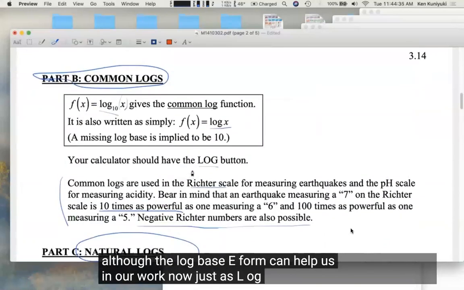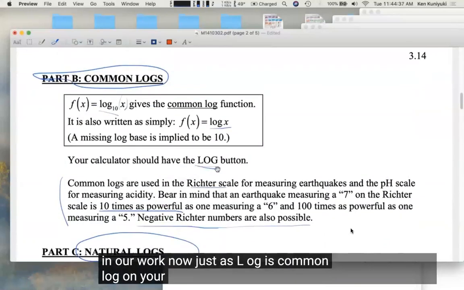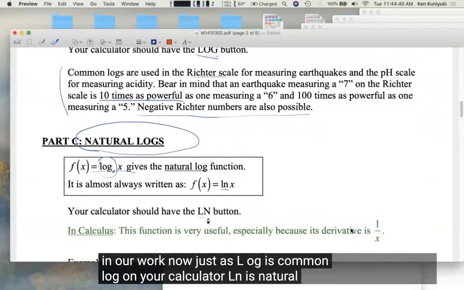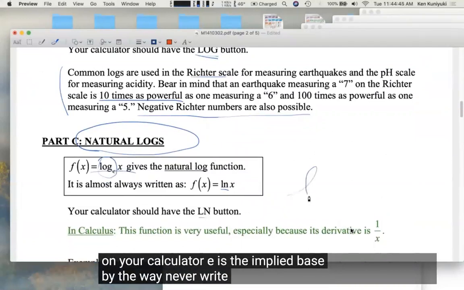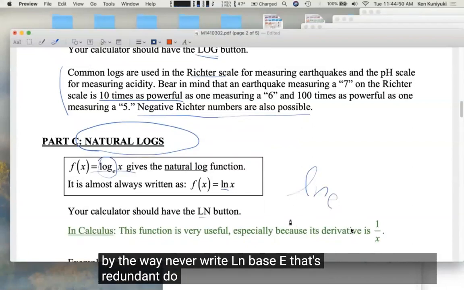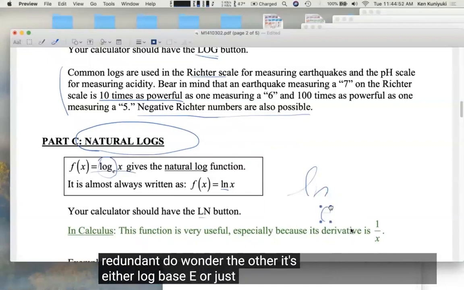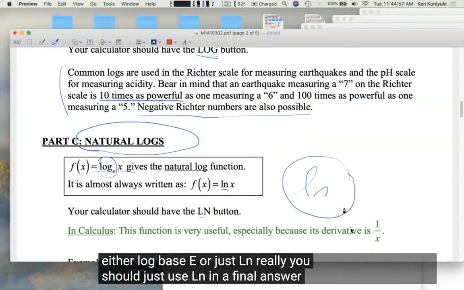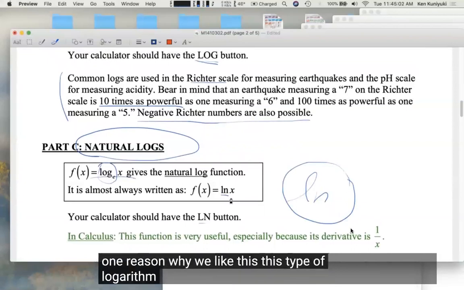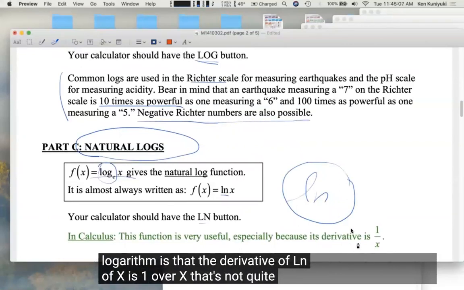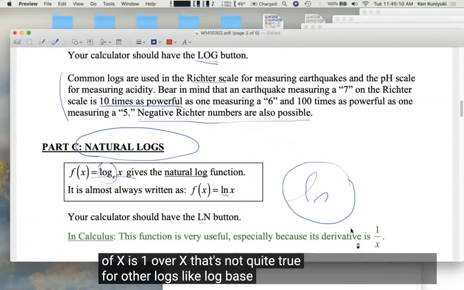Just as log is common log on your calculator, ln is natural log on your calculator, e is the implied base. By the way, never write ln base e. That's redundant. Do one or the other. It's either log base e or just ln. Really, you should just use ln in a final answer. One reason why we like this type of logarithm is that the derivative of ln of x is 1 over x. That's not quite true for other logs, like log base 2 of x.